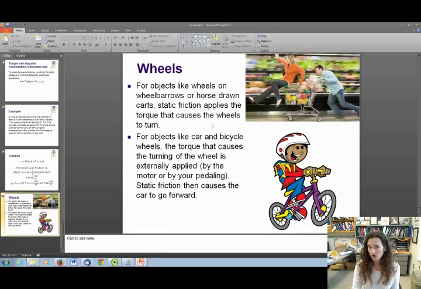However, if you're in a car or perhaps on a bicycle, then the engine or your pedaling causes that torque on the wheel that causes it to turn. Static friction allows that turning of the wheel to push the bicycle or car along. For example, if I press on the gas when my car is stuck in the mud or something like that, then the wheel will turn like crazy, but the car won't go anywhere. So in that case, it's the engine or the pedaling that causes the wheel to turn, and then the static friction between the wheel and the ground causes that turning to push the car forward.